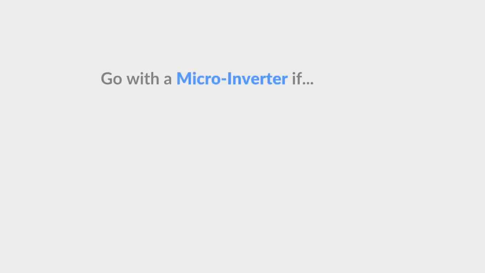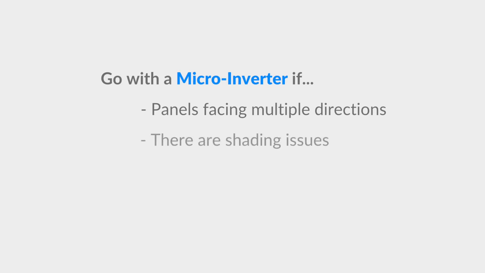To sum it all up, microinverters are definitely a value add, but are only recommended if you have panels facing multiple directions or if you have shading issues. Otherwise, the less expensive string inverter is the way to go.